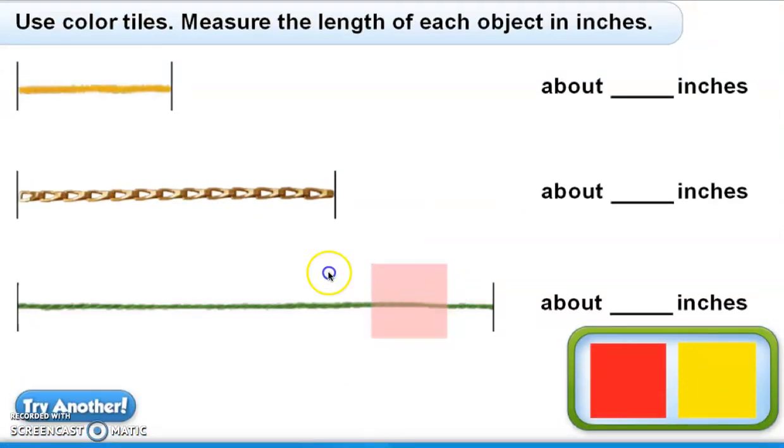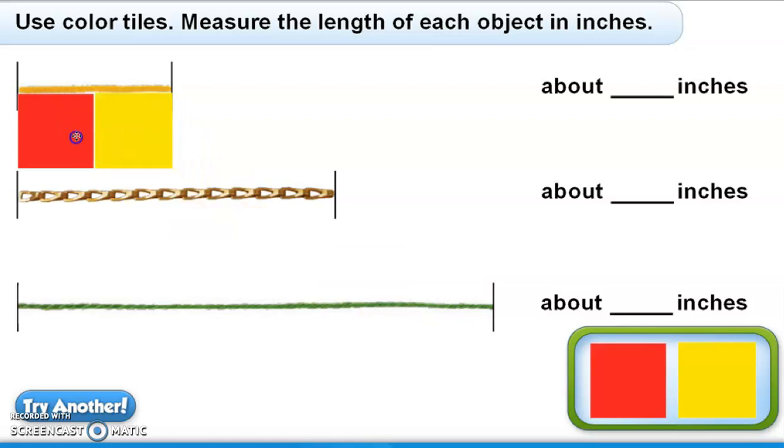So again, we're going to use the color tiles, and we're going to measure the length of each object in inches. So I'm going to take my 1-inch tiles, make sure again there's no space in between them. All right, and so this one also used 2 tiles. Each tile is 2 inches, or I'm sorry, each tile is 1 inch.